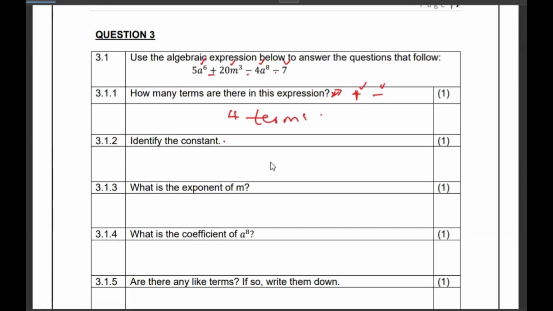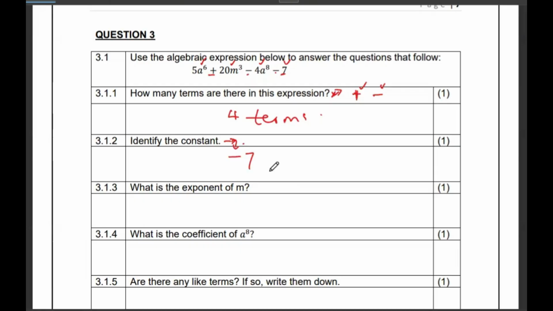Identify the constant. So a constant is basically a number without a letter. A number without a letter. So in this case, it's the 7 that doesn't have any letter or any variable. So the sign in front of the 7 is a negative. So the constant becomes -7.